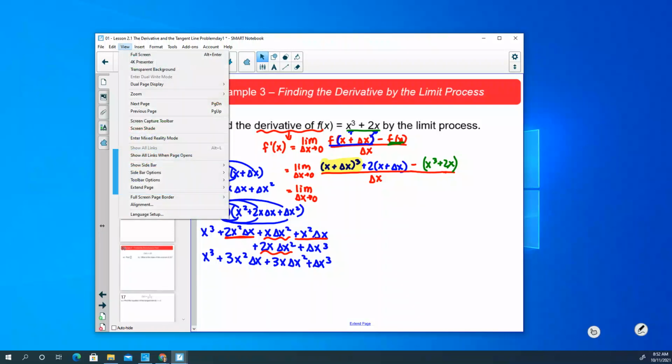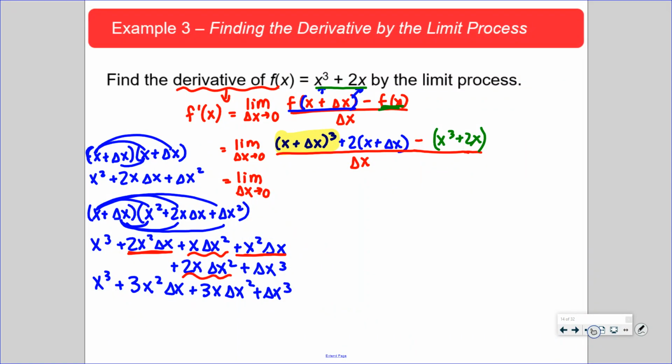Okay, I'm picking up in the 2.1 notes. It is Monday, October 11th. We just finished multiplying out x plus delta x cubed. And I got x cubed plus 3x squared delta x. Think of the delta x as just like another variable. Plus 3x delta x squared plus delta x cubed.